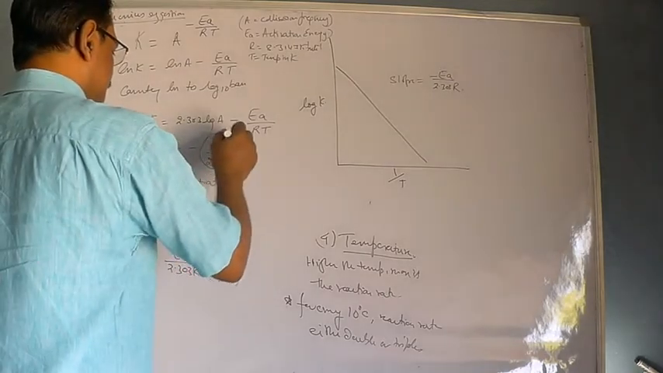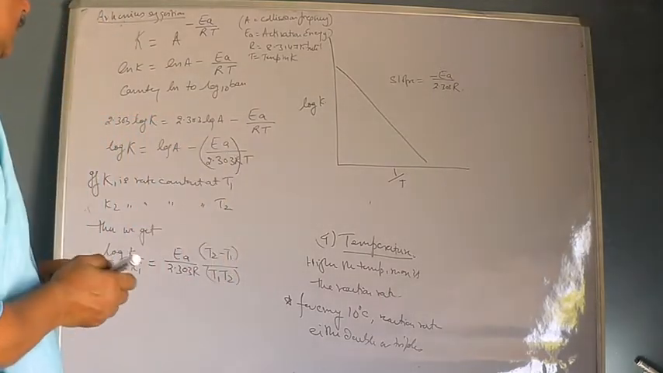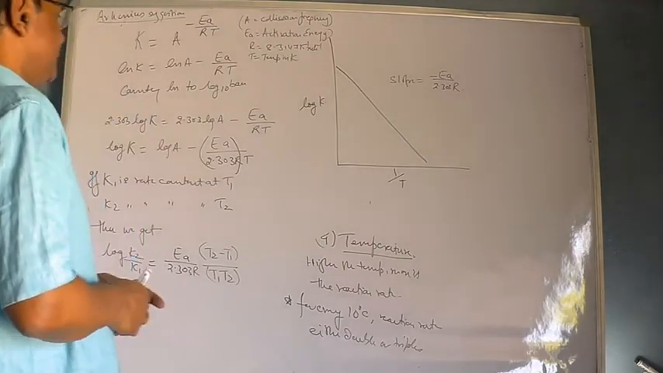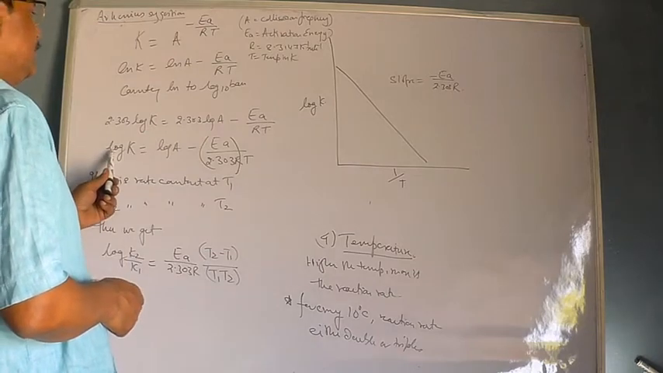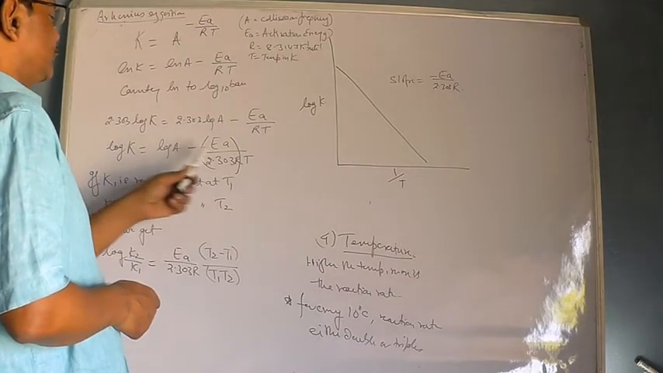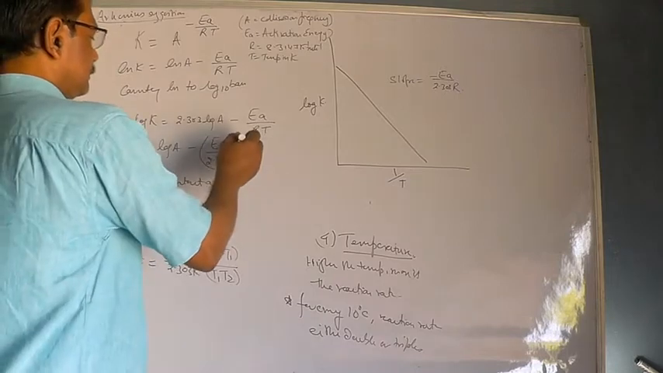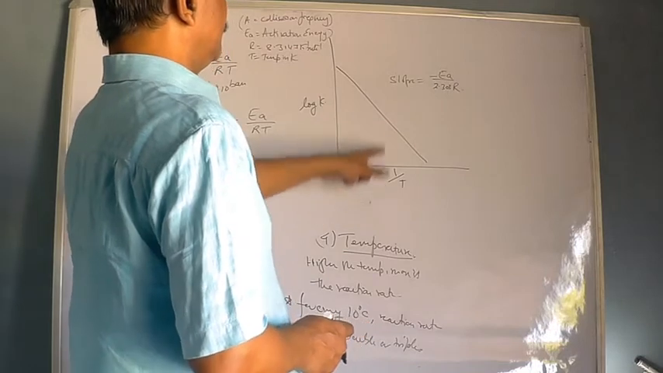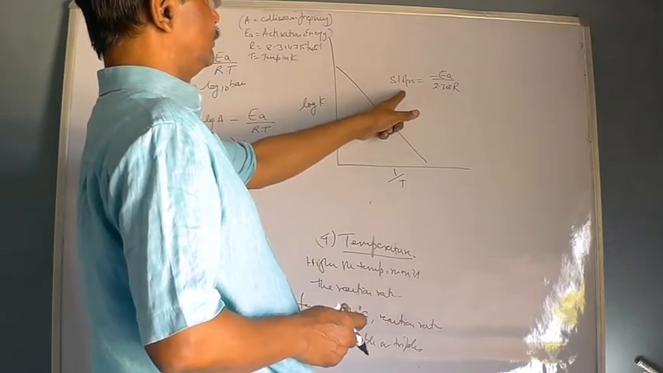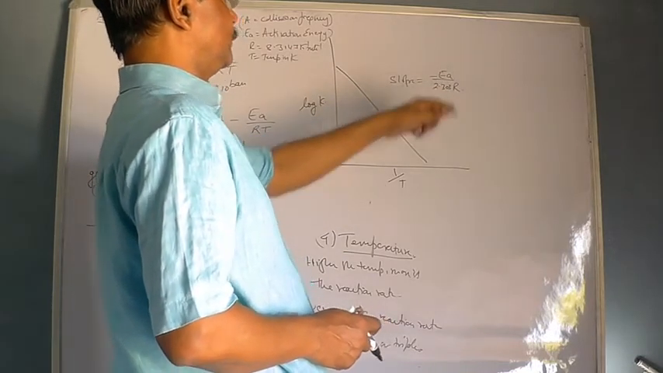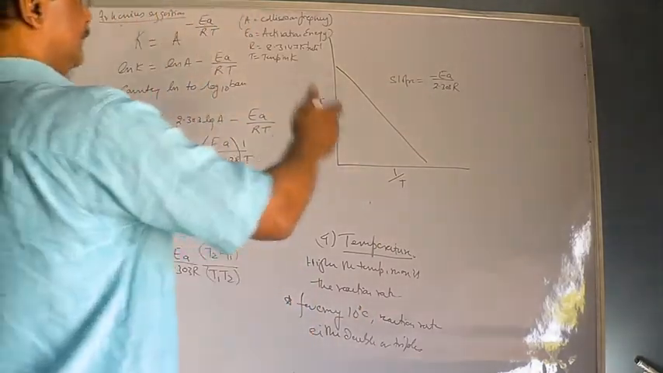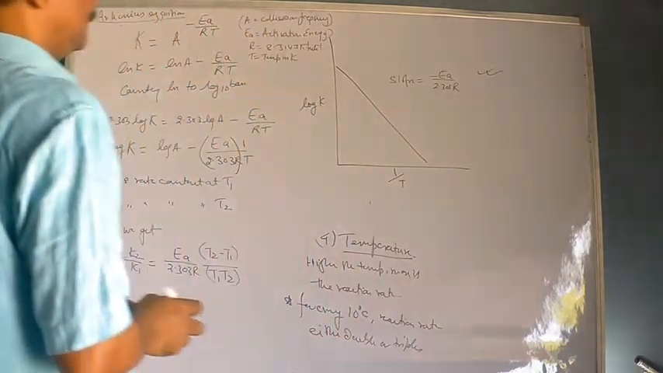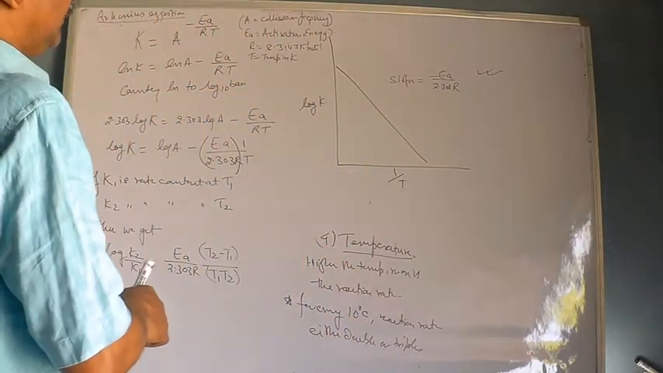Class, this represents the y equals mx plus c formula. So if I make a graph of log K against 1 by T, we get a negative slope, and the value is minus Ea upon 2.303 R. Class, very important from the point of view of IIT. So the slope is always minus Ea upon 2.303 R. We get a straight line with negative slope.